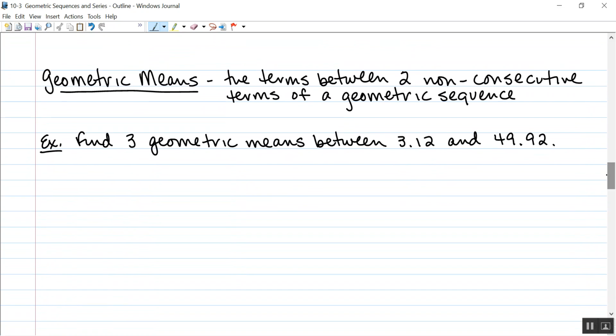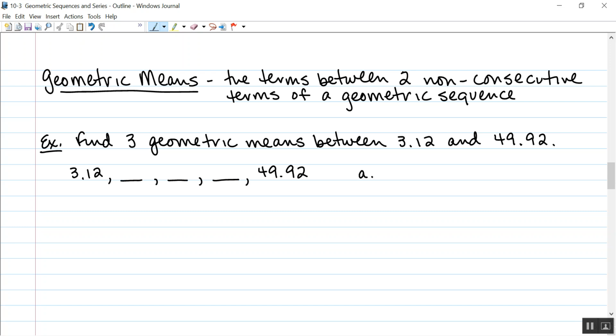The geometric means are the terms between two non-consecutive terms of a geometric sequence, rather similar to what we saw with the arithmetic means. So this example says find three geometric means between 3.12 and 49.92. What that means is I have 3.12 and then three numbers that I need to find in between there. Now, I don't know what the common ratio is, but I do know a couple things.